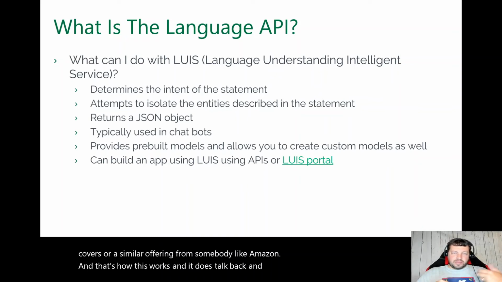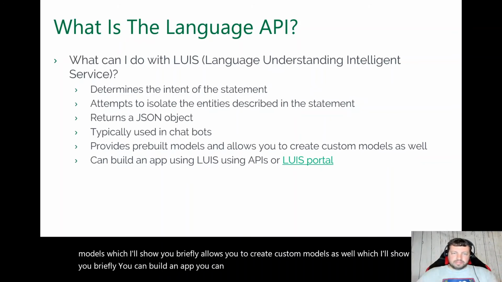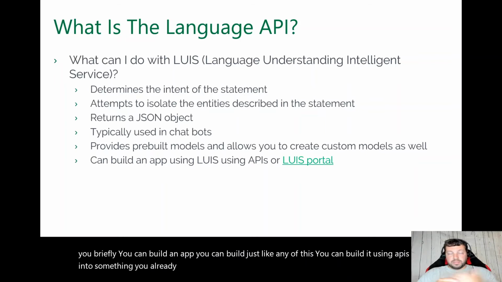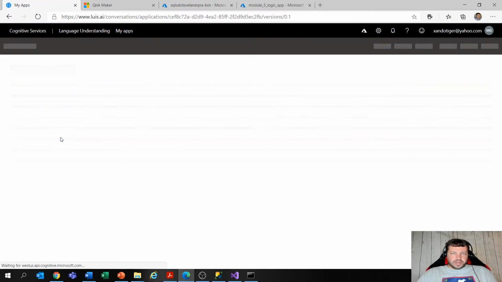So what it does, it provides pre-built models, which I'll show you briefly, and allows you to create custom models as well, which I'll show you briefly. You can build an app, just like any of this, using APIs into something you already have or via the Luis portal. So for a quick demo, let's hit the Luis portal and I'll kind of show you how this works. These are a couple that I built. We're not going to go to the custom first. We're going to go to the chat app.